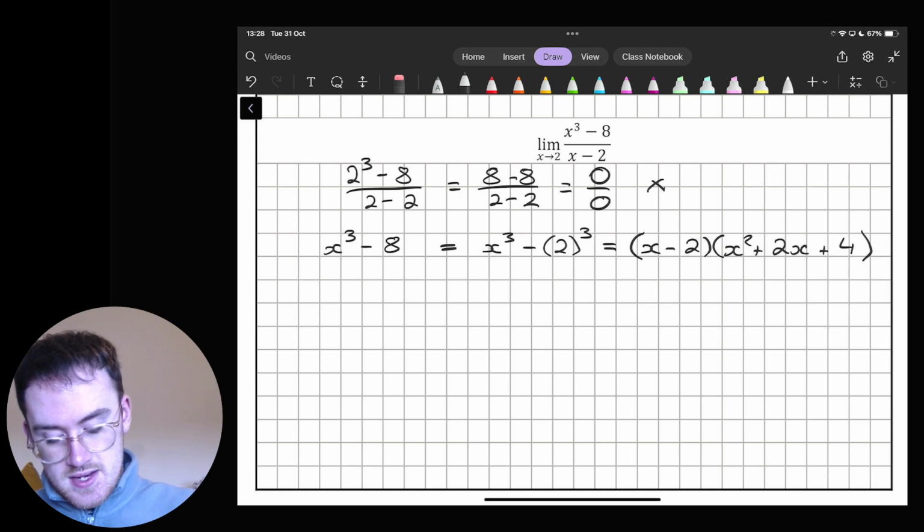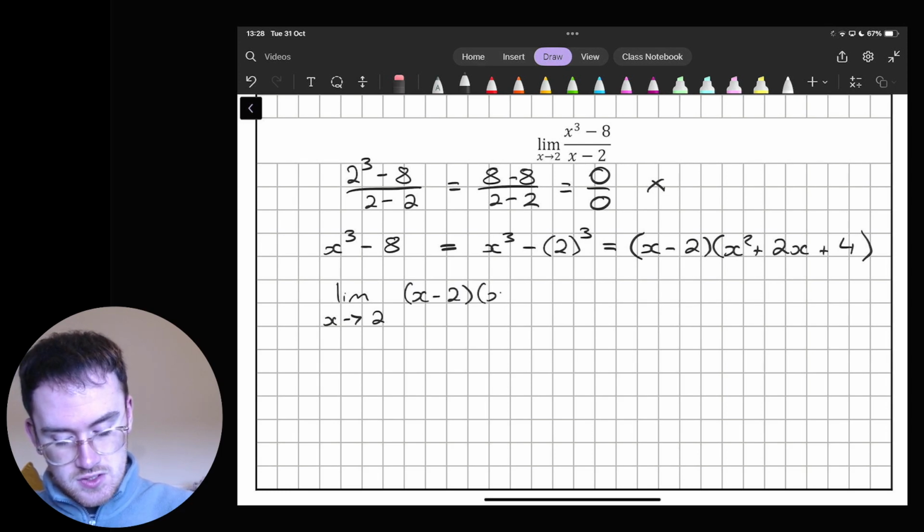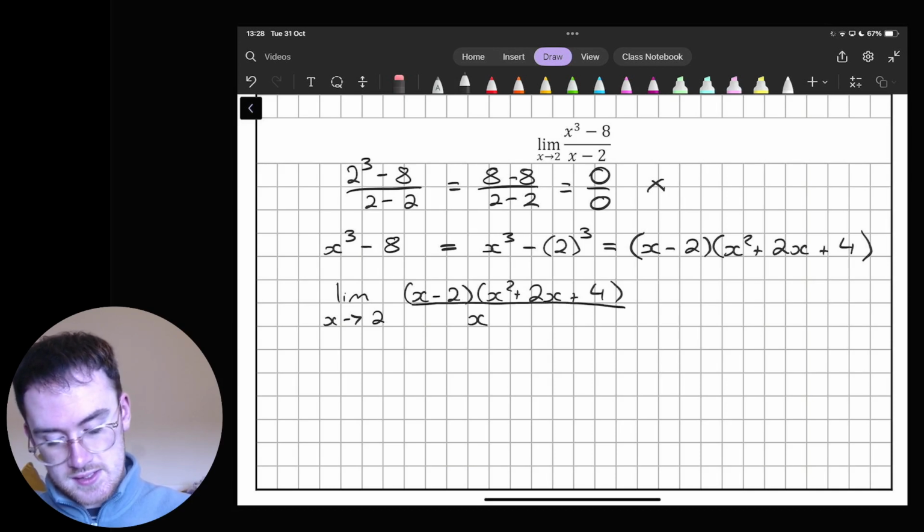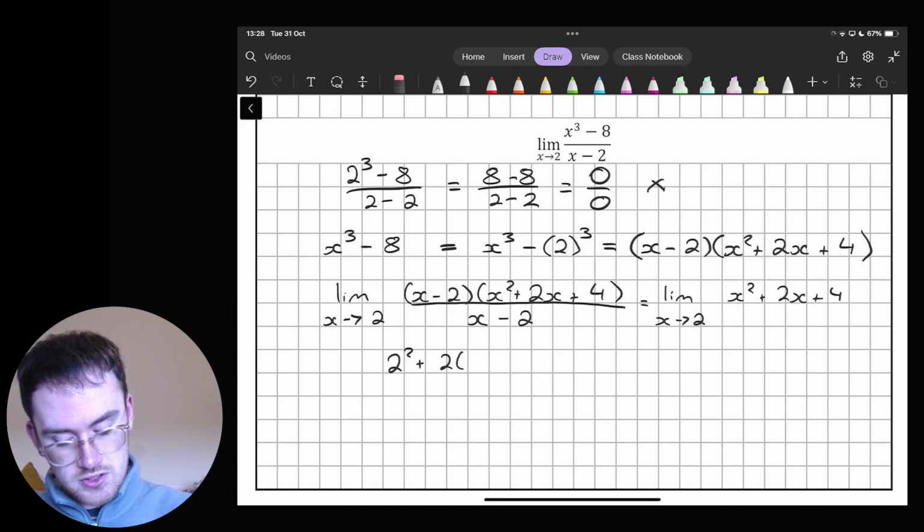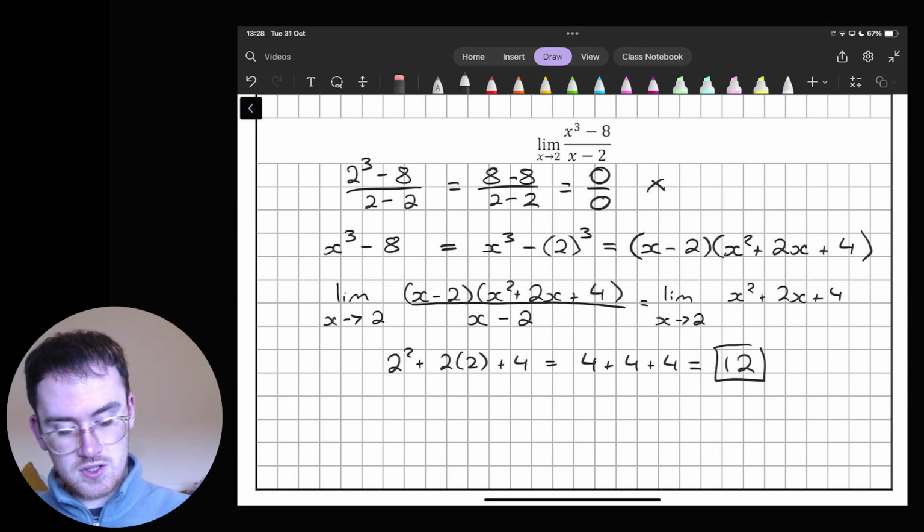Reducing this down then, we're getting the limit as x goes to 2 of x minus 2, x squared plus 2x plus 4, all over x minus 2. So it reduces down to the limit as x goes to 2 of x squared plus 2x plus 4. I can evaluate that limit: 2 squared plus 2 times 2 plus 4, which is 4 plus 4 plus 4, which is of course 12.